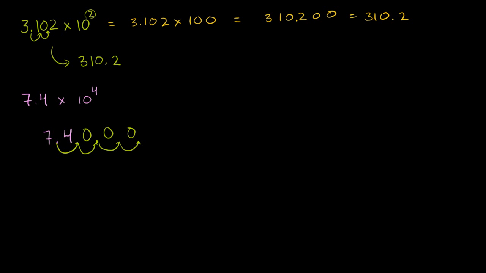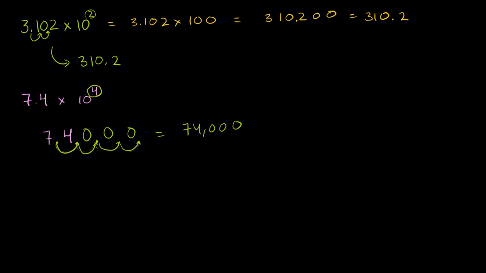Notice I just took this decimal and went 1, 2, 3, 4 spaces. So this is equal to 74,000. And when I had 74 and I had to shift the decimal 1 more to the right, I had to throw a 0 here. I'm multiplying it by 10. Another way to think about it is I need 4 spaces between the leading digit and the decimal. So right here I only have 1 space. I'll need 4 spaces. So 1, 2, 3, 4.